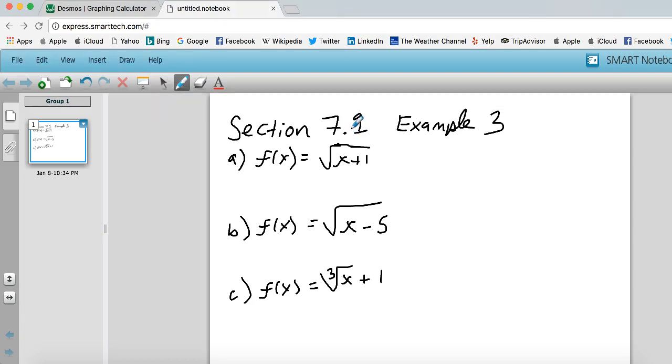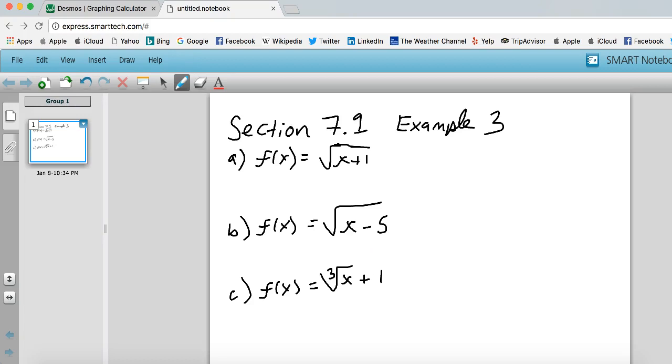So we're looking at 7.1, example number 3. Right now we're going to be graphing these radical functions. We have f of x is equal to the square root of x plus 1. We're going to be graphing f of x is equal to the square root of x minus 5. And then we're also going to be graphing f of x equals the cube root of x plus 1. So these are square roots. This is a cube root.